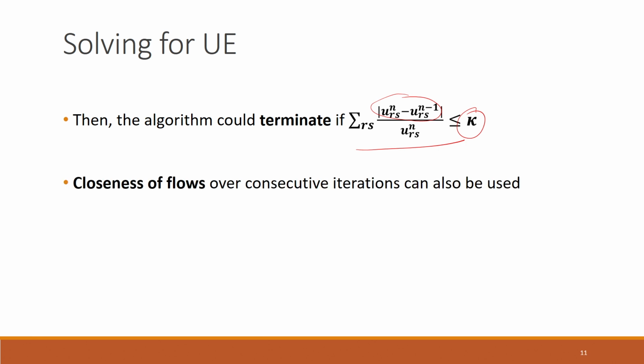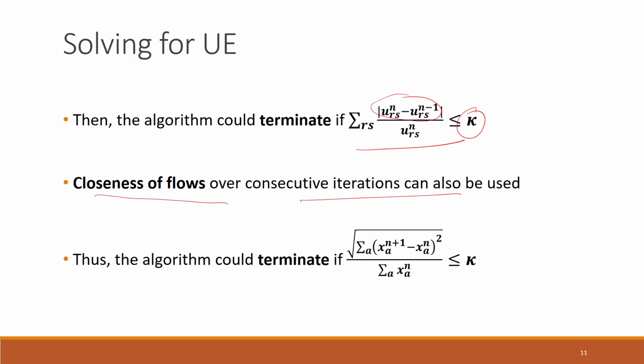Another termination criterion can be based upon the closeness of the flows over consecutive iterations. One way to represent that is in the form of this metric, where we sum over all the links xan plus 1 minus xan, whole square, divided by the summation of xan. Here xan is the flow on link A in the nth iteration of this convex combination algorithm. So when this whole quantity becomes less than or equal to some kappa value, then we can decide to terminate.